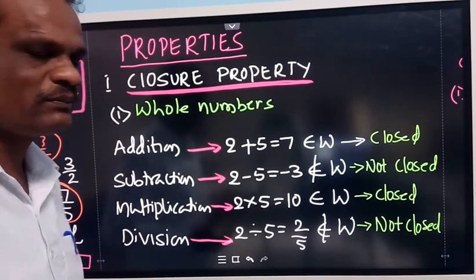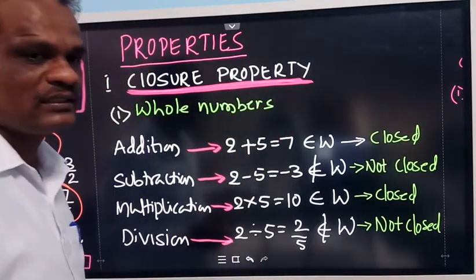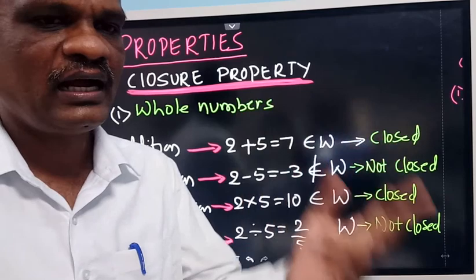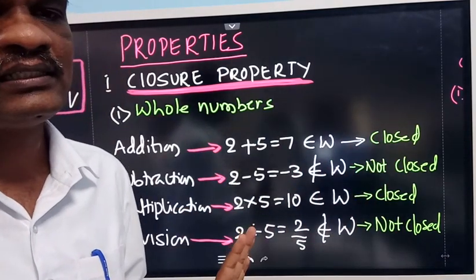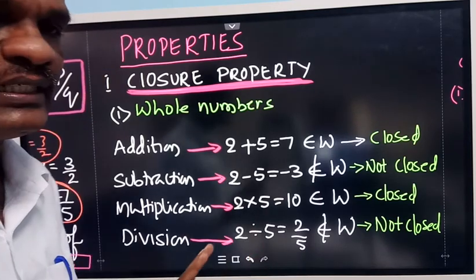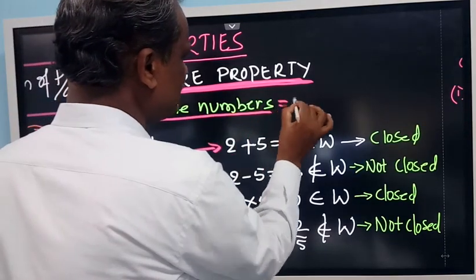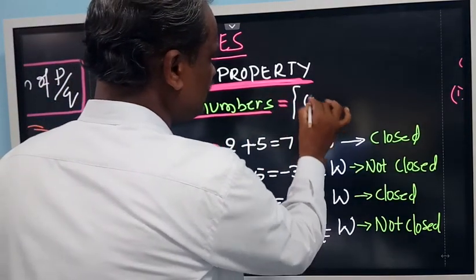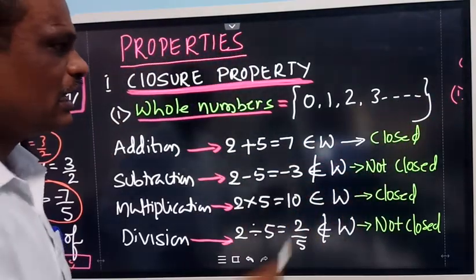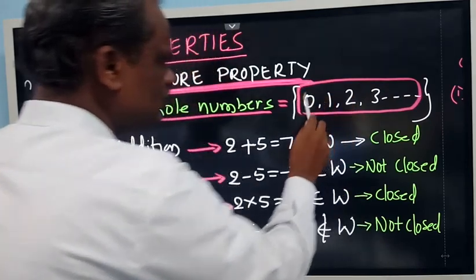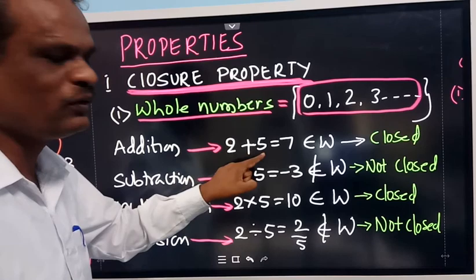So what is a plus b is equal to c? Let us see once again. See, closure property means you take any two numbers and add them. If you get the same type of number, then it is called closure property, closed under addition. I will take whole numbers. Whole numbers contain 0, 1, 2, 3, like that up to infinity. Among these numbers you can select any two numbers. I have selected 2 and 5.